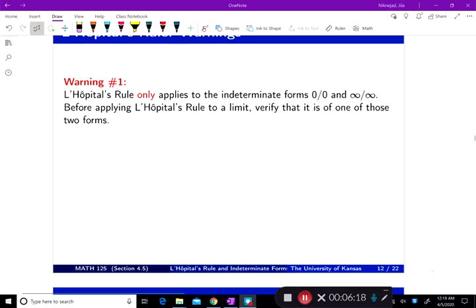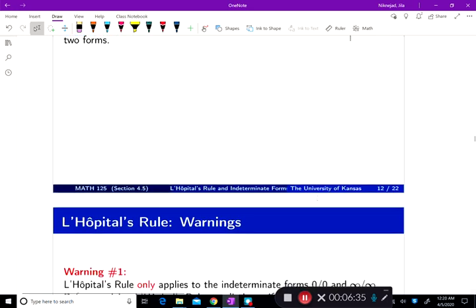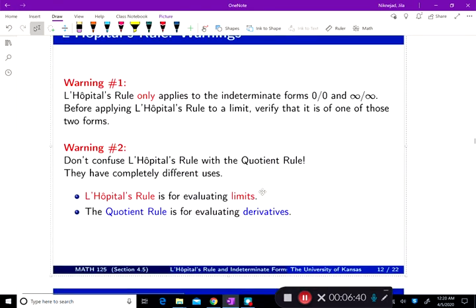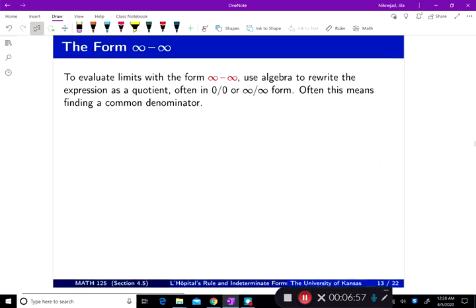As we're doing the examples, I kept repeating a few things. First of all, L'Hopital's rule only works when the indeterminate form is 0 over 0 or infinity over infinity. Otherwise, it doesn't work. The second thing is, don't confuse L'Hopital's rule with the quotient rule. They are different things. L'Hopital's rule is to find the limit. The quotient rule is to evaluate derivatives. So one is for evaluating limits and the other is for evaluating derivatives.